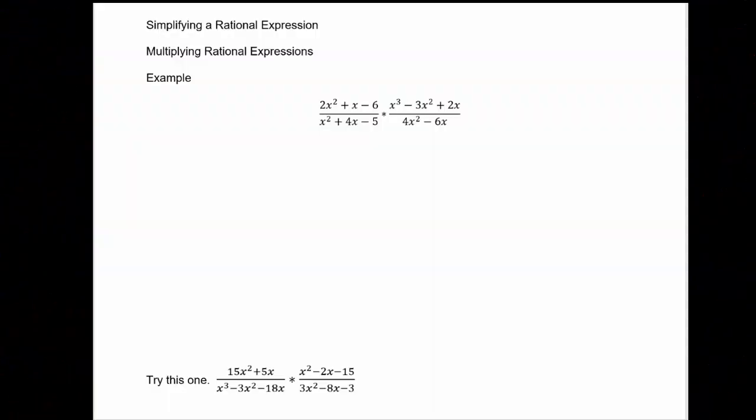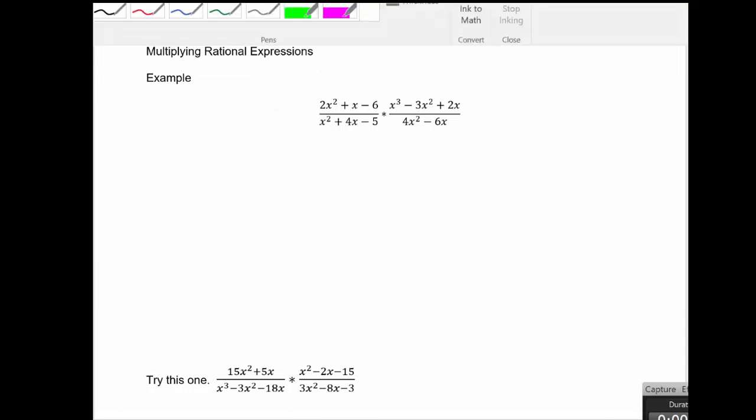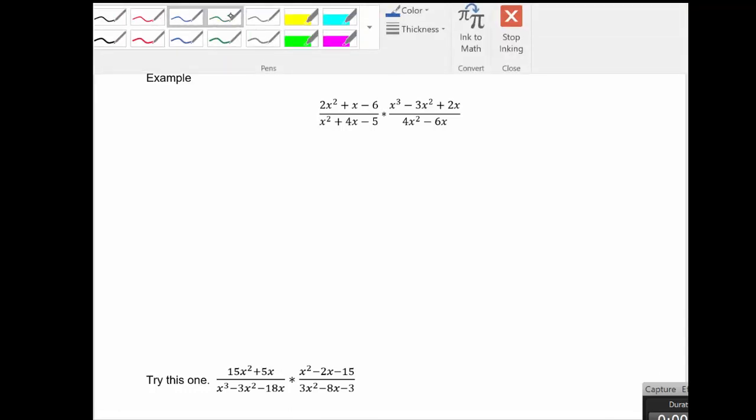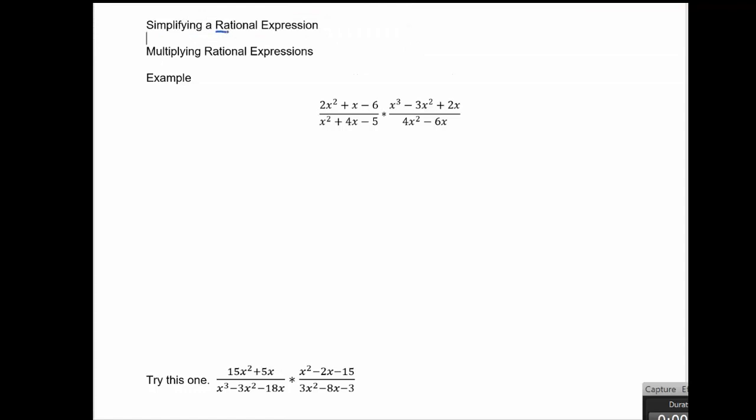In this video, we're going to look at simplifying a rational expression. When you're looking at a rational expression, the key word in rational that you want to focus on is the word ratio. Ratio means fraction. And a rational expression is a fraction with variables.